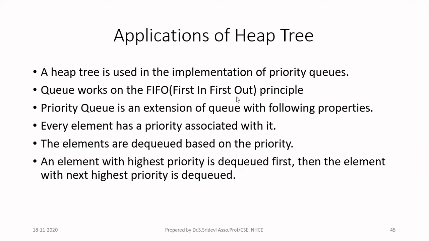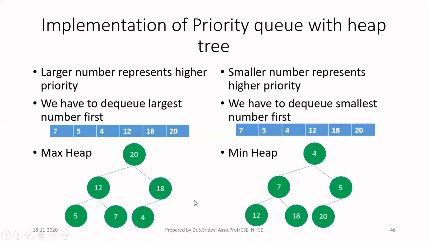So how to implement that priority queue? Let us see how we can implement the priority queue with the help of a heap tree. In the case of the priority queue, I told you that you have to remove the element with the higher priority first. What is the meaning of higher priority? There are two notations available. In one notation, the larger the number, the higher the priority. In the other notation, generally people follow that when the number is smaller, it represents higher priority. So you have two different ways of priority representation.